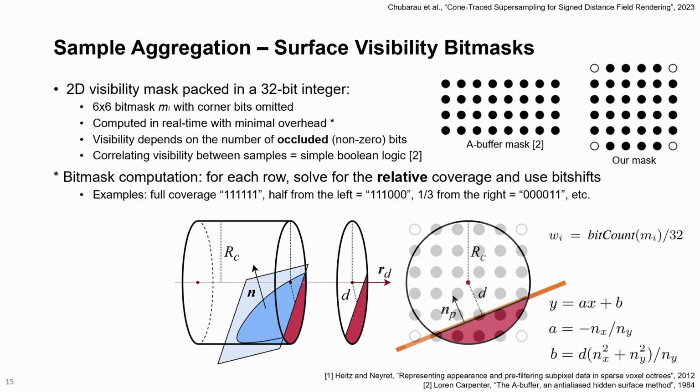We compute this in real time, and it's very simple. We divide this into 6 rows of our bit mask, and then we solve for the relative coverage over each row, and then we convert that to a bit shift. So if the full mask is 6 ones, and the coverage is half, then we need to shift that to the right or to the left by 3 bits. And once we have our bit mask, everything just becomes Boolean logic. We can apply Boolean logic to correlate the samples. We just need to OR 2 bit masks, and this is relevant because we need to correlate the visibility between samples in an efficient way, and we need to discount the visibility of later samples which are occluded by earlier surfaces.